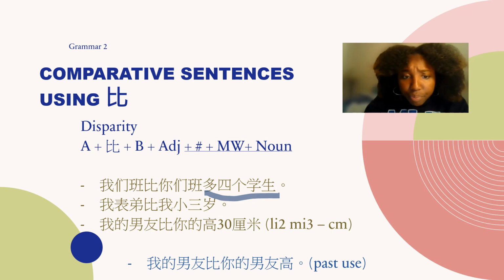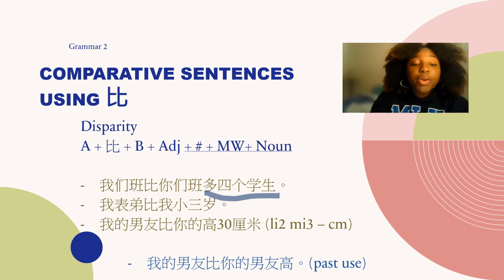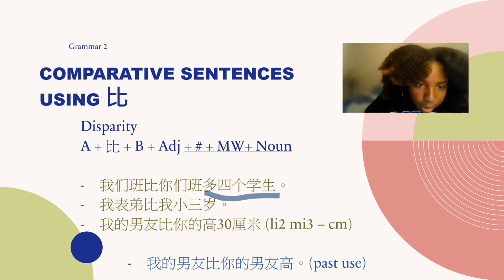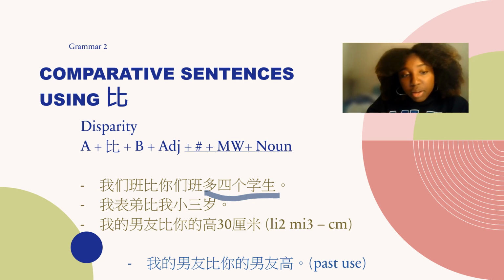Bigger by 4 students. So, 多, and how much more 多? 4个学生. So we need our measure words, as always. You can't just say 多4学生, it's 多4个学生. 那第二个, 我表弟比我小3岁. So you can use 大 and 小 to say older and younger. So 我表弟, and why do we not have 的?